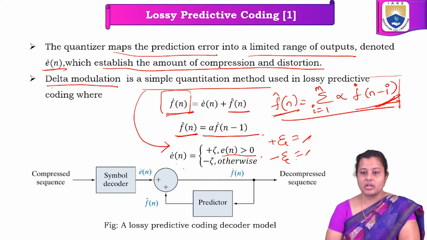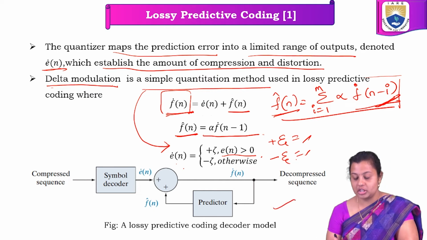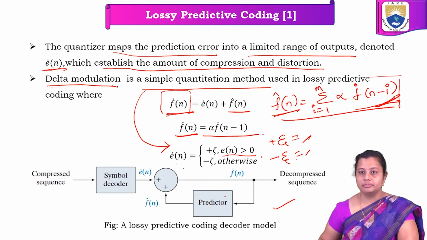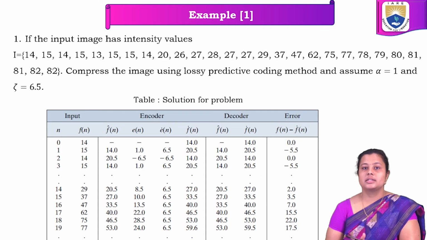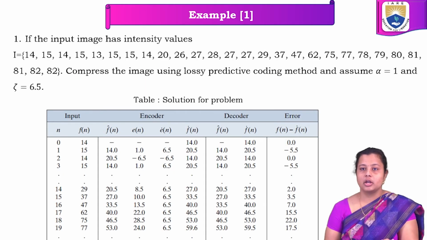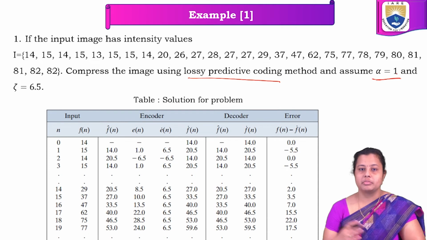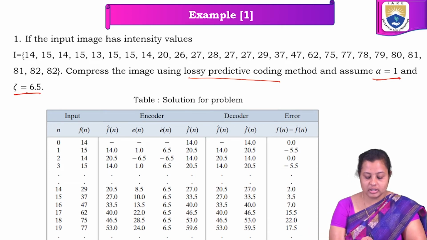Similarly we have the decoder. There is no change in my decoder, right? Whatever quantizer I have, there is a small block which is the dequantizer, followed by the predictor and the symbol decoder, right? Let's see a small example performing lossy predictive coding, and we are assuming that alpha is equal to 1. That means all the predictor coefficients are equal to 1. And this is the quantizer definition.